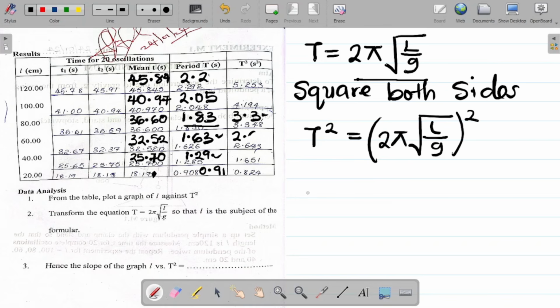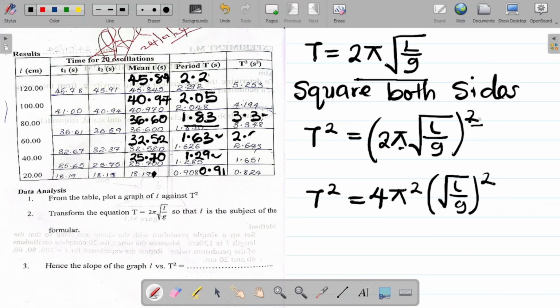So from here I'll be having t squared. Take off the bracket, it's equal to this square will affect 2. That becomes 4, that's 2 squared gives you 4. Pi will also take its share of the square, that becomes 4 pi squared. So the square affects 2 and pi. Again, the square will also affect the square root of L over G. So it's more like saying the square affects each of the terms in this bracket.